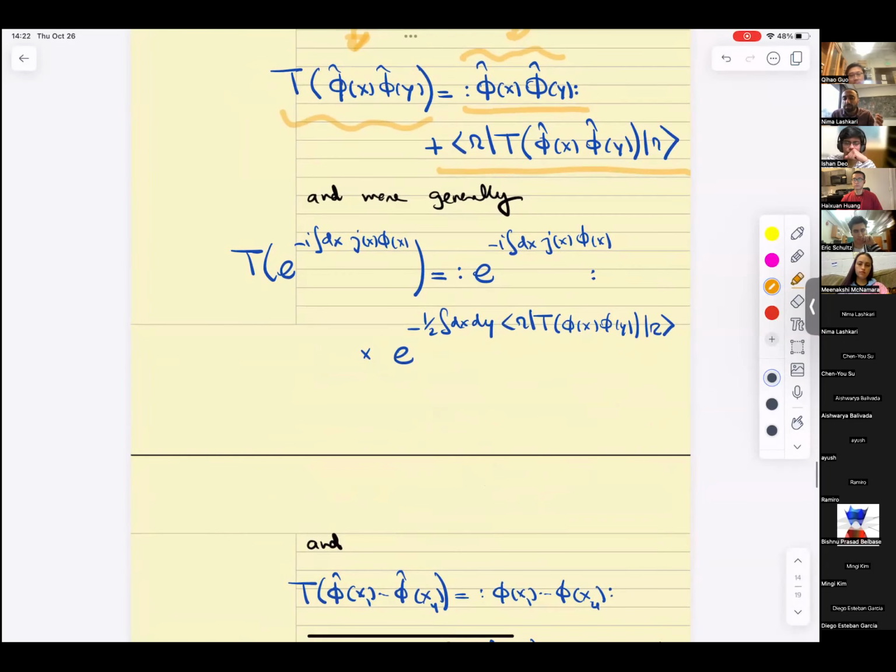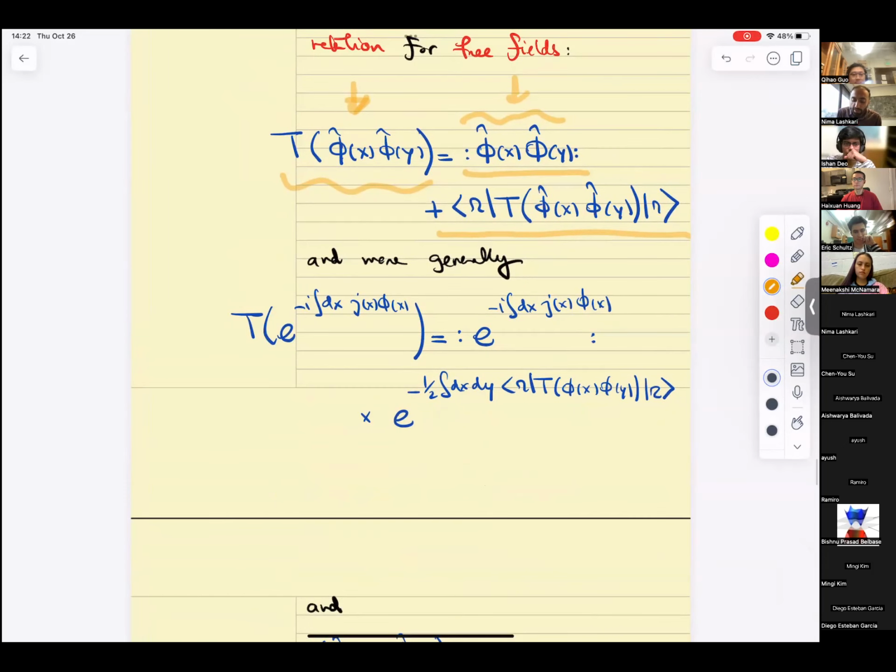Now, there are all sorts of statements of this type that follow from this. The time ordered, this is an operator statement. Time ordered e to minus i integral dx j(x) phi(x) is the normal ordered one multiplied by e to minus half the Feynman propagator. These are very, very convenient rules. If you ever get your hands dirty with these calculations, which you will in your homework, you're going to learn that these expressions are super handy.